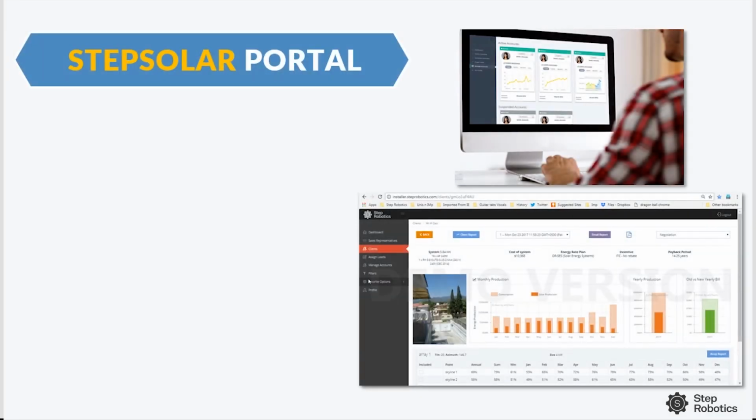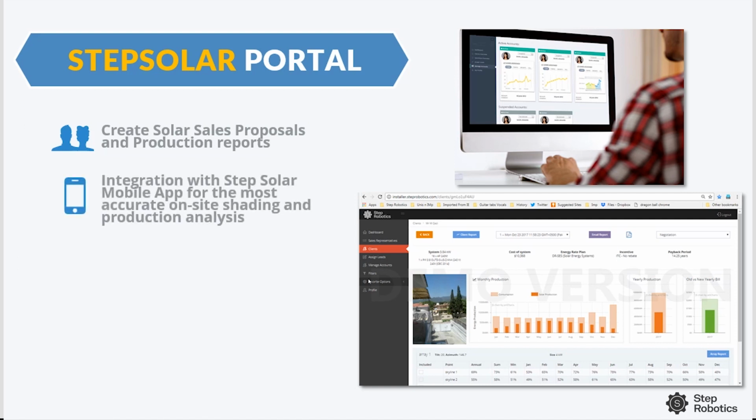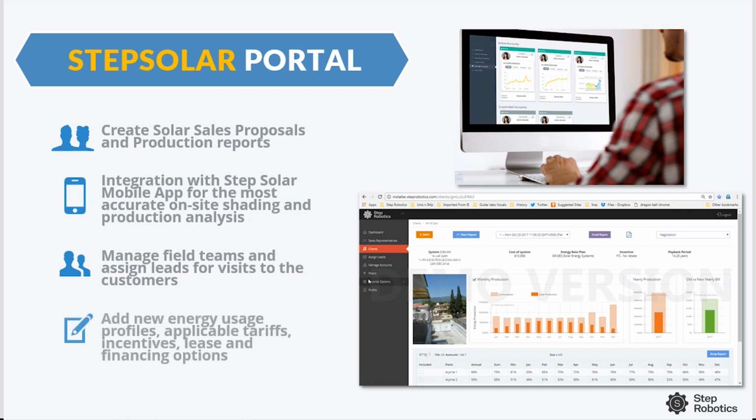The Step Solar Portal provides the below functions to the installers. Create solar sales proposals and production reports. Integration with Step Solar app for the most accurate on-site mobile shading and production analysis. Manage sales teams and proposals. Edit and add new energy usage profiles, tariffs, and any options of loans and incentives where applicable.